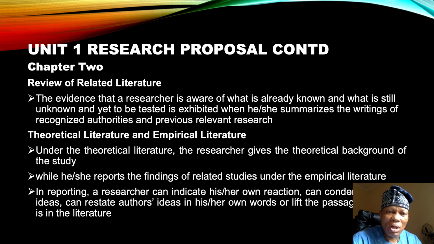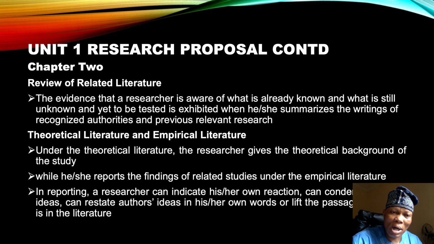Of course, like I told you, chapter 2 is basically on review of related literature. And like I said here, the evidence that a researcher is aware of what is already known and what is still unknown and yet to be tested is exhibited when he or she summarizes the writings of recognized authorities and previous relevant research. Do you get it now? You have to acquaint yourself with what some researchers had done that are related to the topic of your thesis.